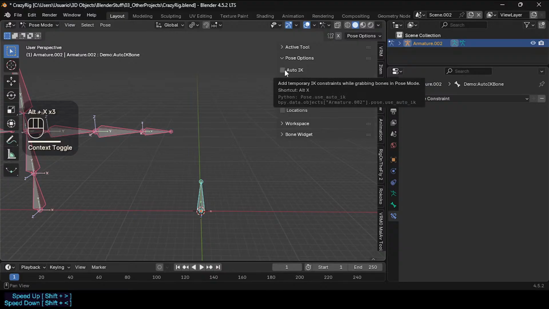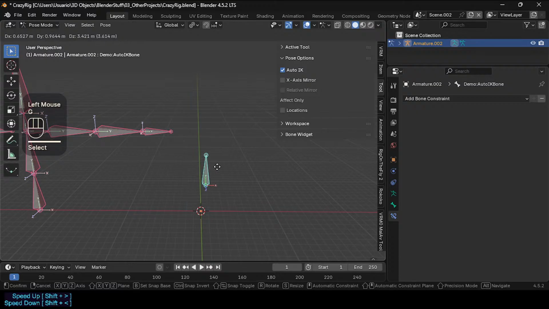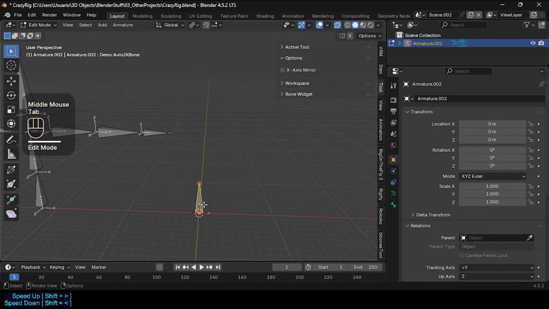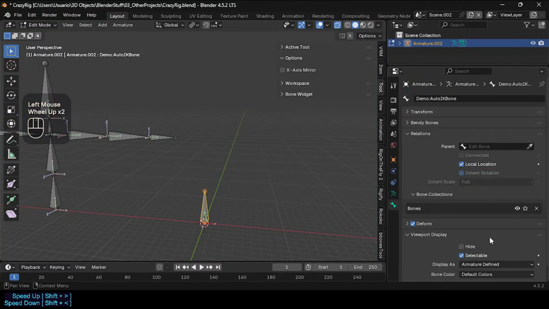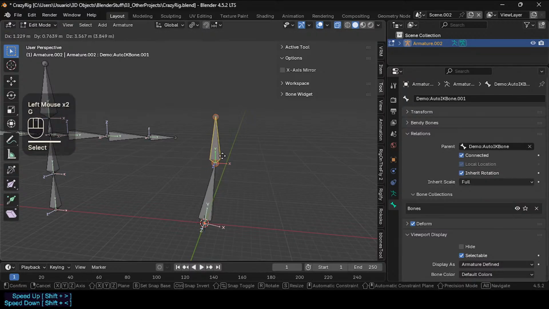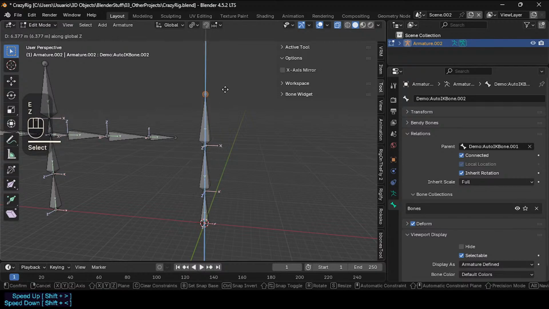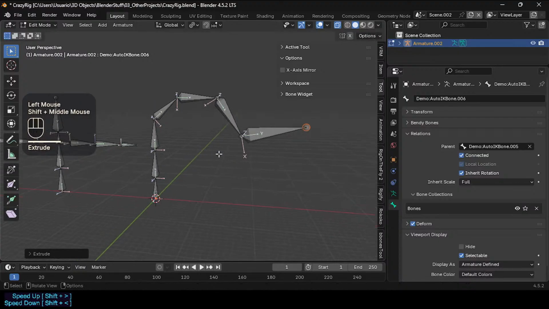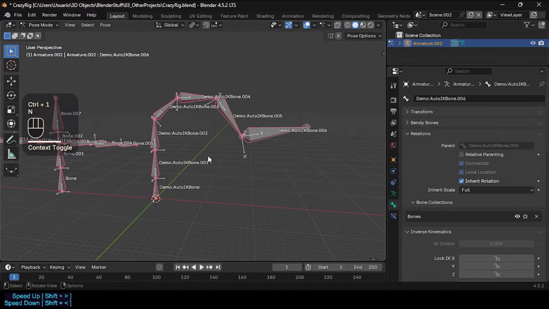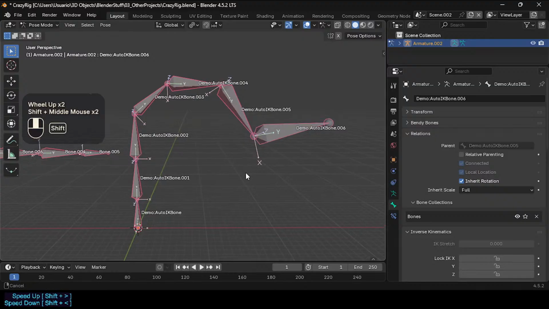I have this shortcut at Alt X. I'm in pose mode. It just works on grabbing. So here I have this bone. It's not a root bone. It's not connected to anything, right? It's just a single bone here, with no parenting relation. So let's extrude something from it. Now this bone is connected. Let's make another one, and some other extrusions like that and that. So I have a lot of bones here, and they have this demo Auto IK bone.